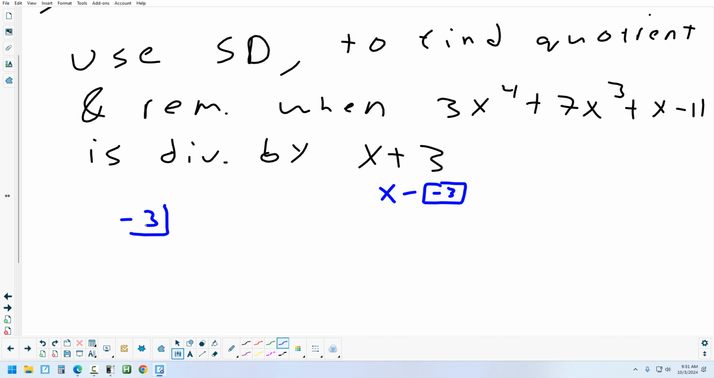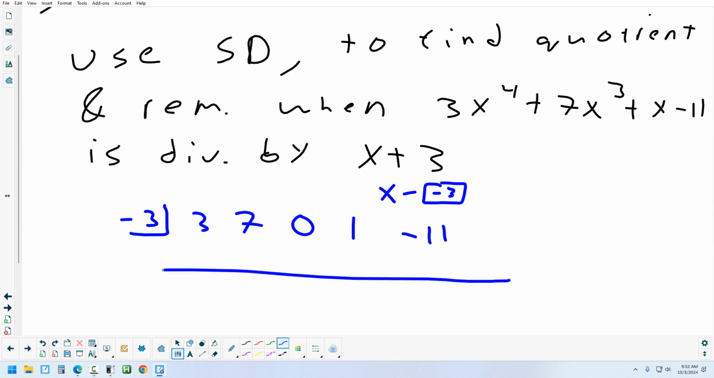Okay, and then what would be my coefficients on the outside? 3, 7, wait, 7, 0, 1, 0. Yeah. 3, 7, 0, 1, negative 11.